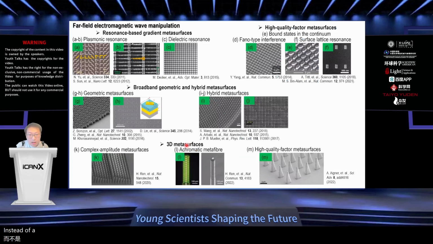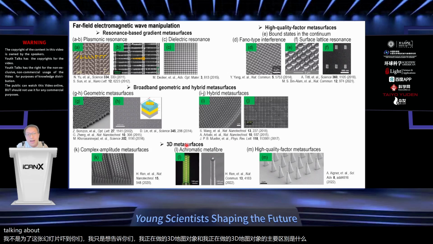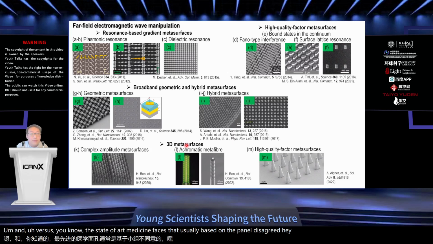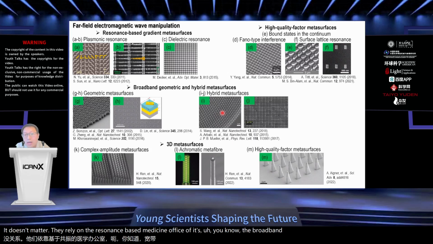Instead of scaring you with this slide, I just want to show you the major difference between the 3D metal optics that I'm talking about and the state-of-the-art metasurfaces that are usually based on planar lithography. As you can see, in the top and the middle part there are a lot more metasurface examples. But if you look at the structures, it doesn't matter whether they rely on resonance-based metasurfaces or broadband geometric metasurfaces.